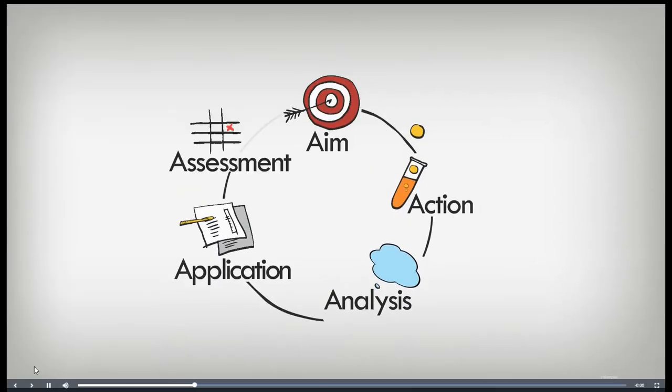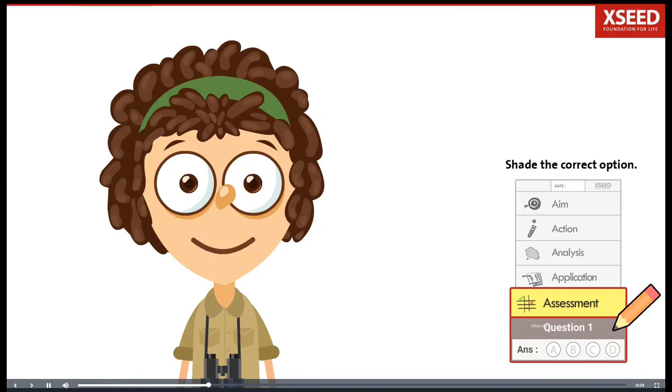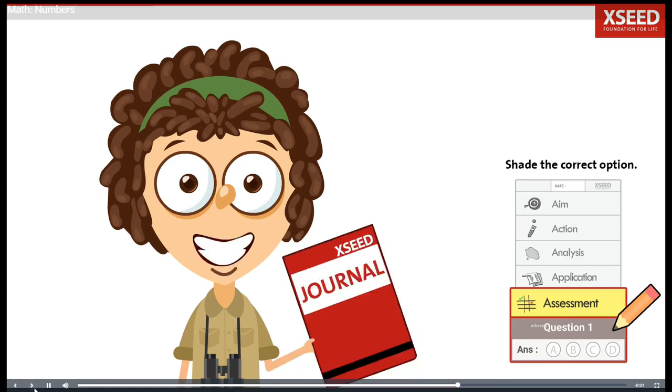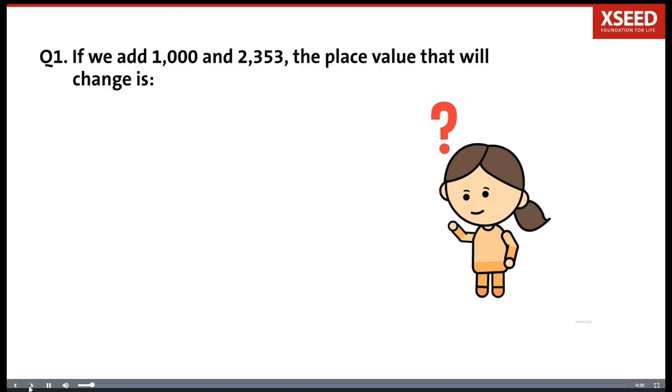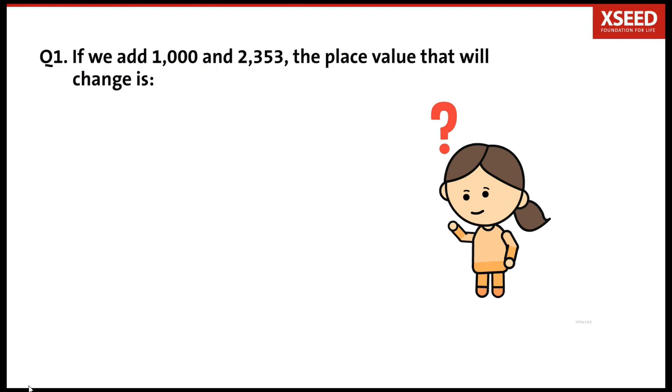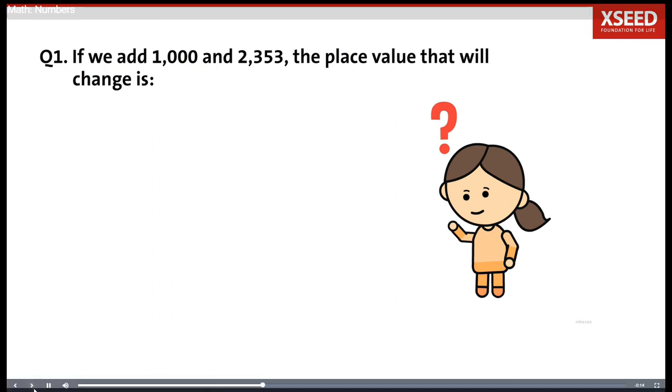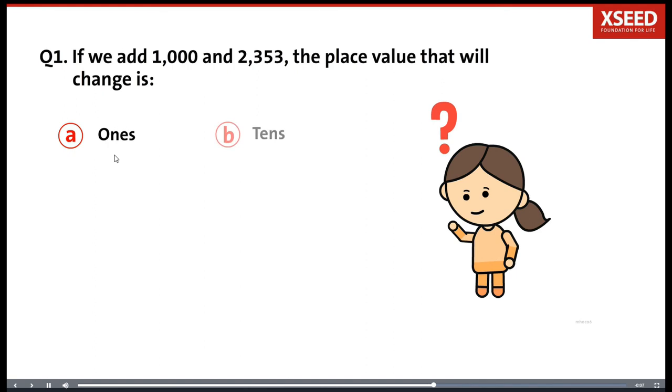Time for a quick quiz. Let's see if we remember what we learned in the class today. Shade the bubble for the correct answer in your journal. Question 1. If we add 1,000 and 2,353, the place value that will change is A. Ones, B. Tens, C. Hundreds, D. Thousands.